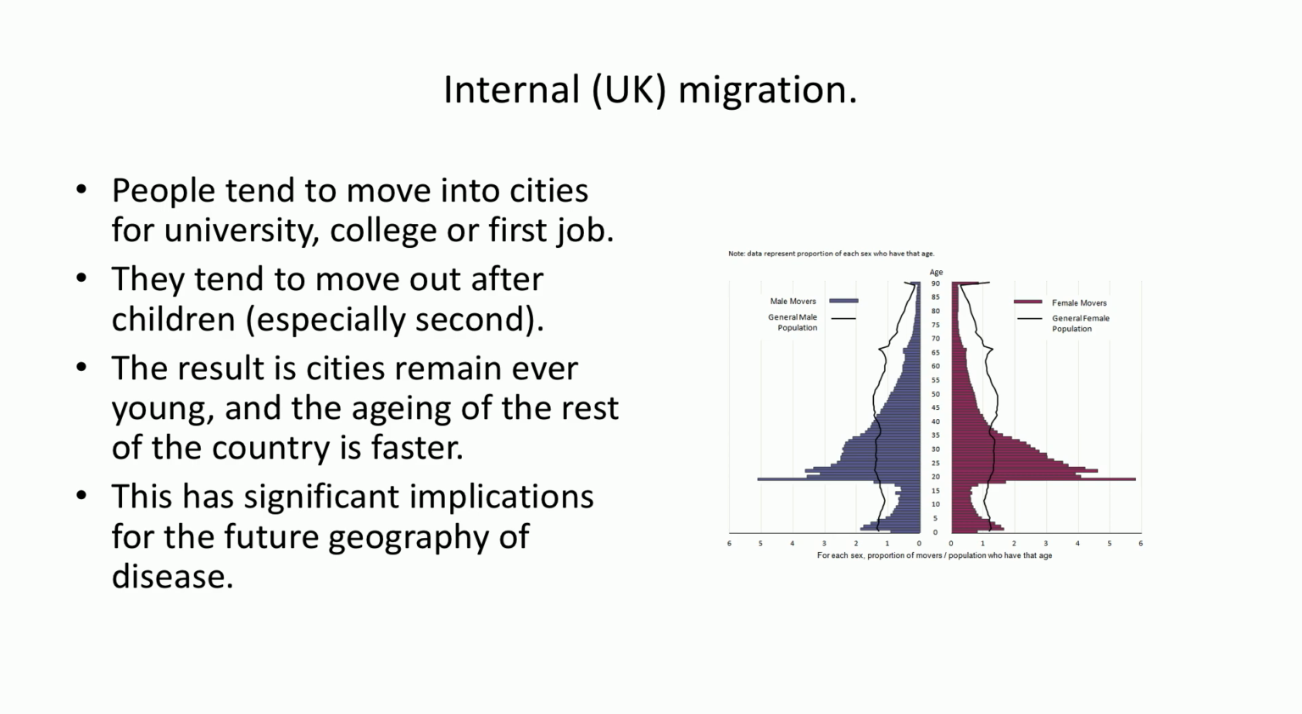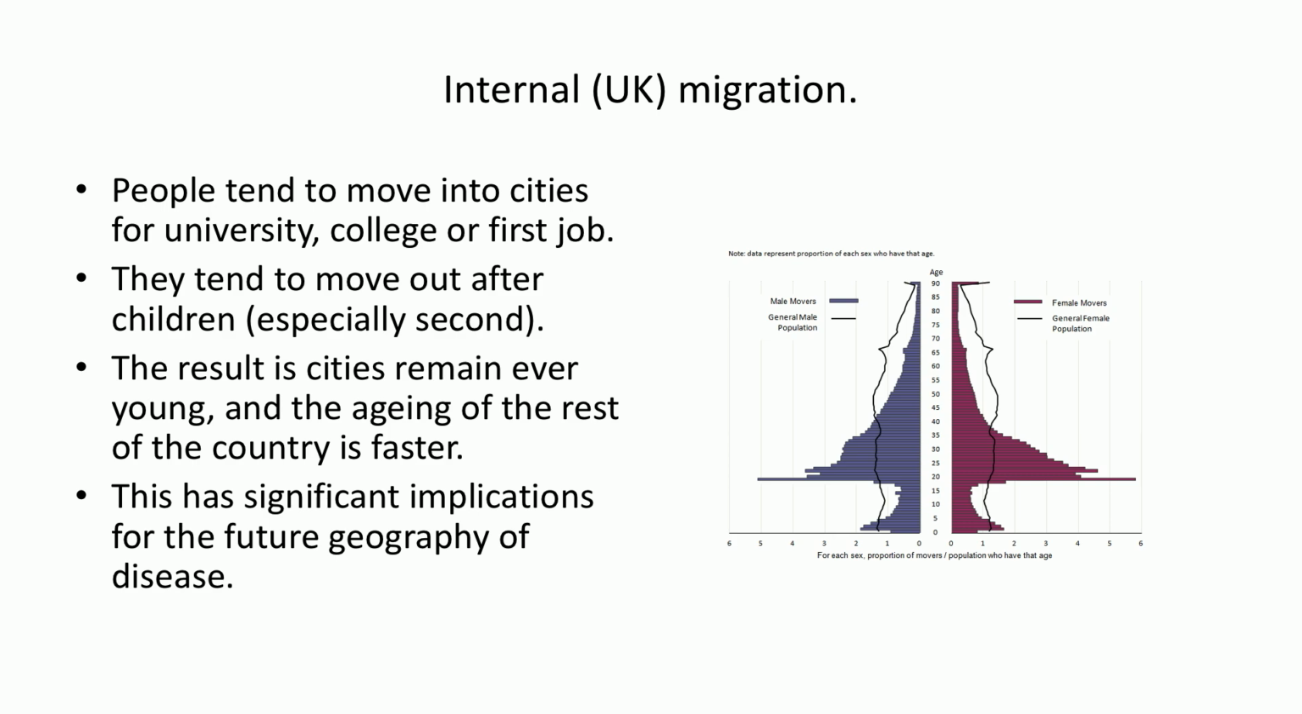The next major section I wanted to consider is what happens as a result of changes or concentration of age. In the UK, people move over their life course in a relatively predictable way. People tend to move into cities for university, college, or their first job. They then tend to stay there until typically they have children, particularly their second child, and then they move out again. The result of that is the cities remain forever young because they're always importing younger people and exporting older people.